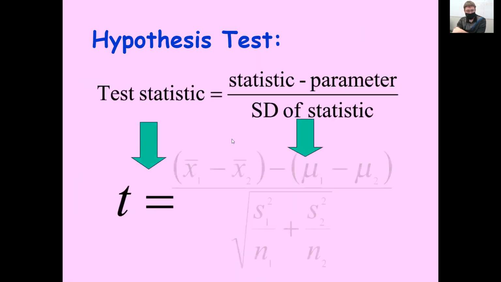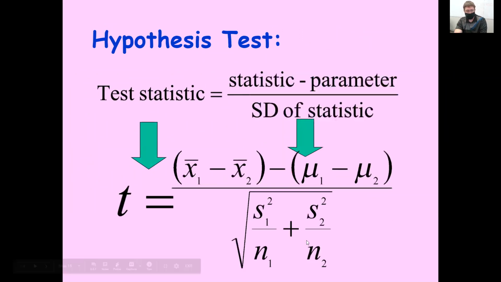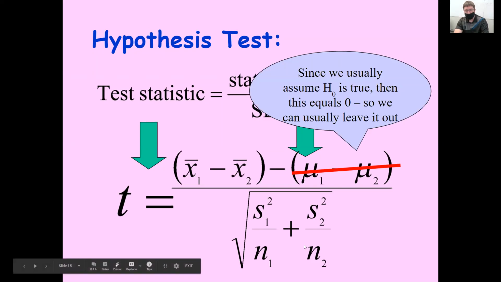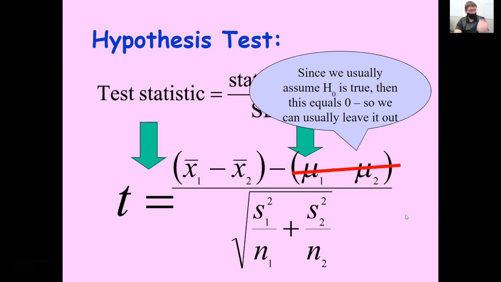Here's your nice fun formula that I would normally make you do, but we don't have to do it. We got the calculator. So we'd say T is equal to the samples minus each other minus the population average. Remember, this will just be 0 because we assume there's no difference between them. So that never really exists anyways. And then we'd have the 2 standard deviations over the sample sizes underneath the square root at the bottom. But again, we have technology, so we don't have to do all this stuff, but this is the formula you would use.